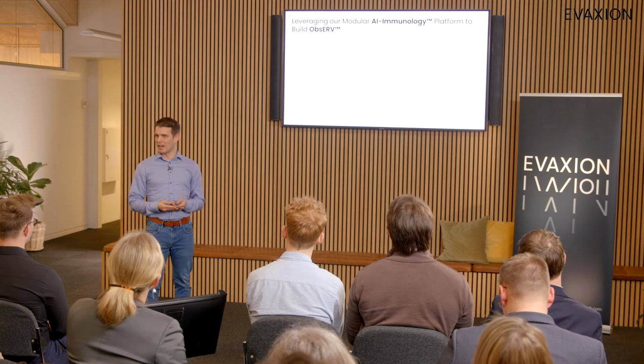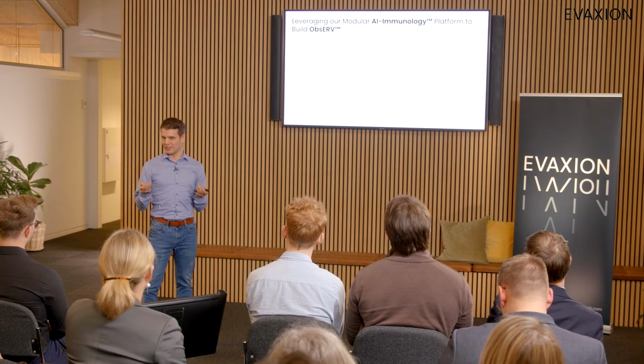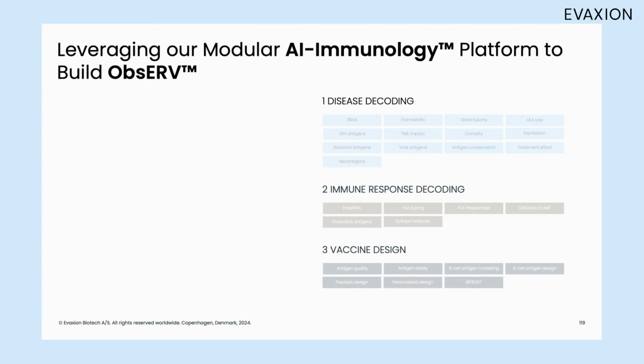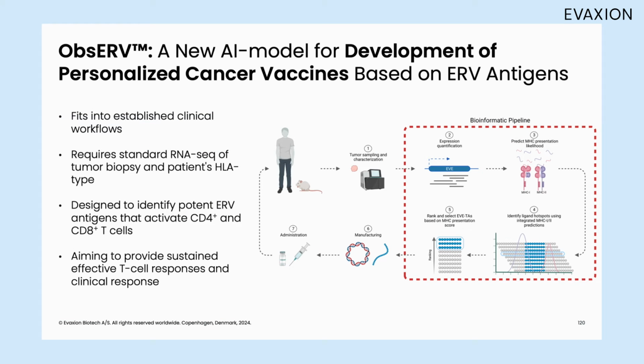So now we had a lot of lines of evidence supporting that we could use this in a personalized setting. So we started developing our model, ObsERV, utilizing our AI immunology platform. And we combined the different elements as such. But if we then look a little bit further down the hood, then I have created a little schematic for you here to really show the flow from patient to the design of a vaccine using ObsERV.